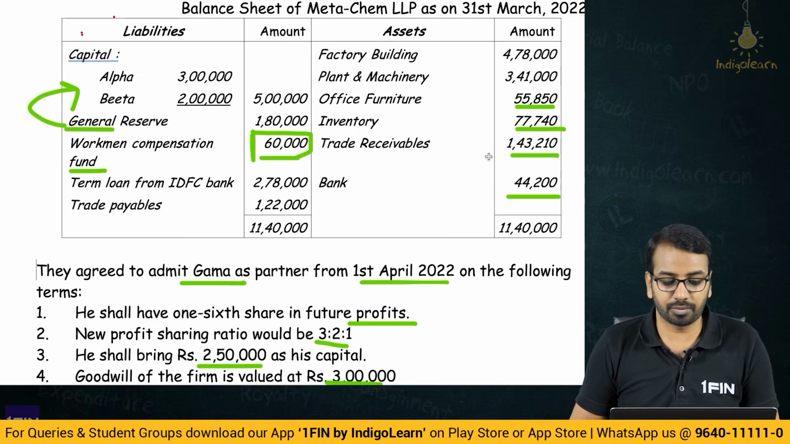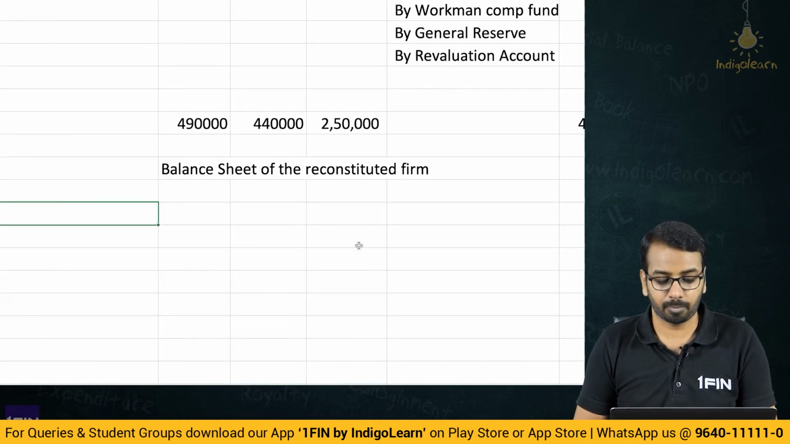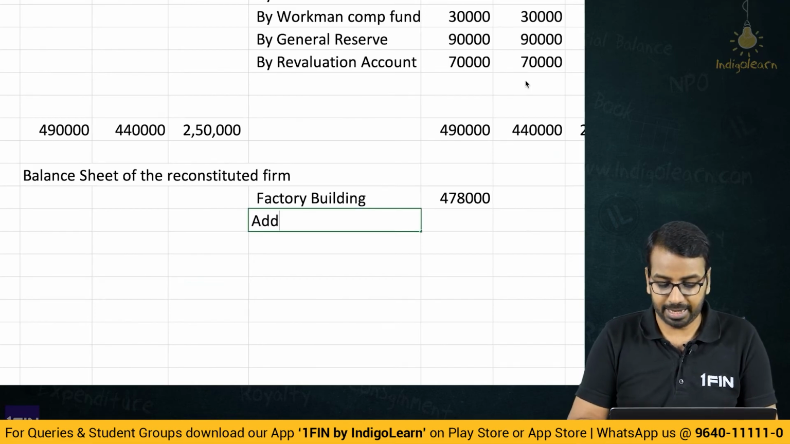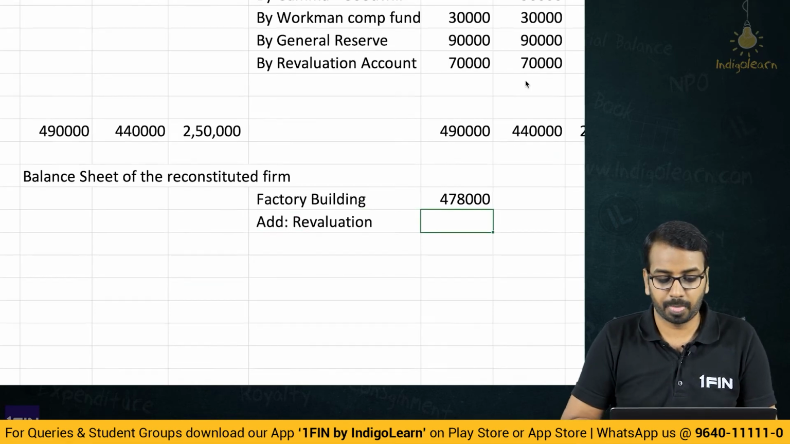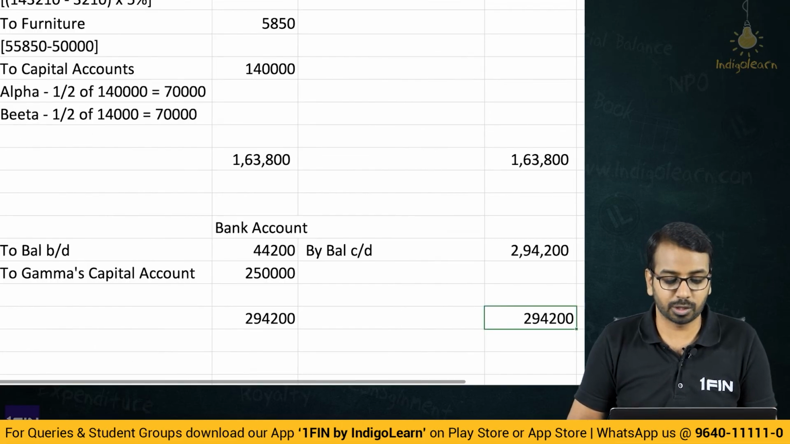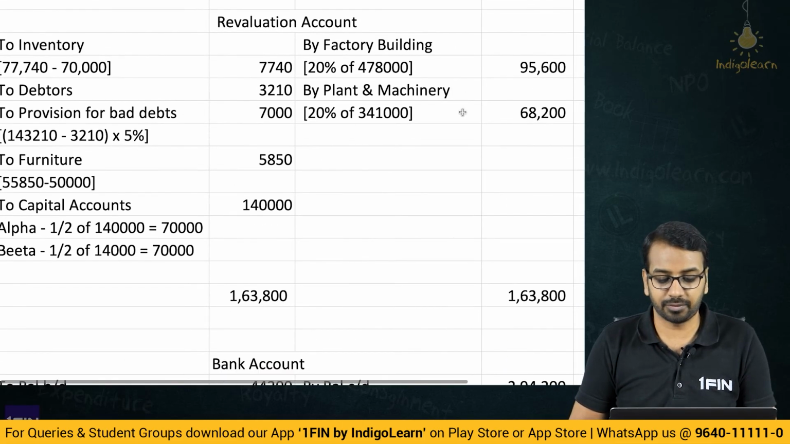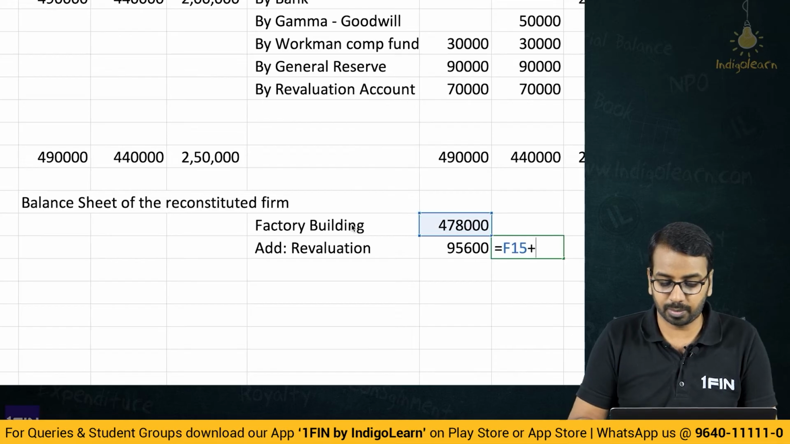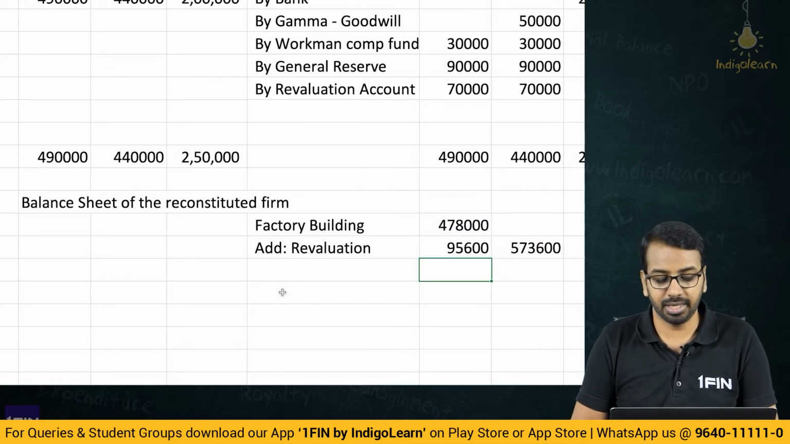Now coming to the balance sheet of reconstituted firm, we have factory building which is given to be 4,78,000, add revaluation. So revaluation was how much? Revaluation was 95,600. So 95,600 total is 478 plus 95,600, 573,600.